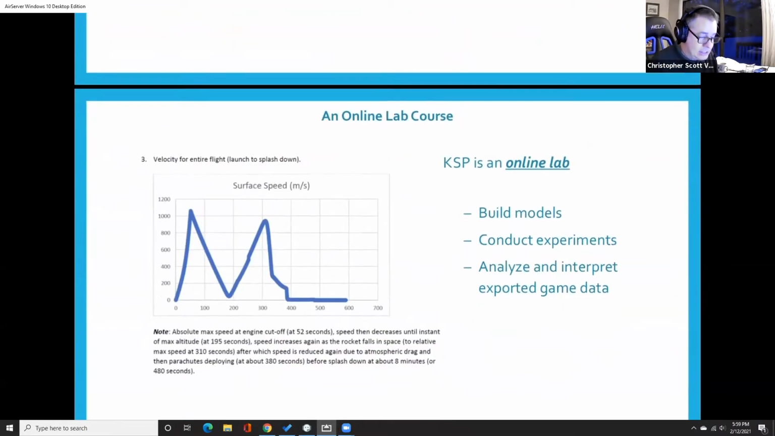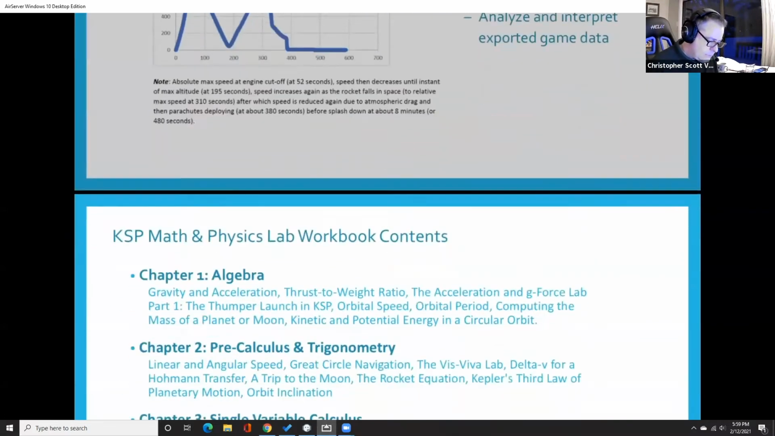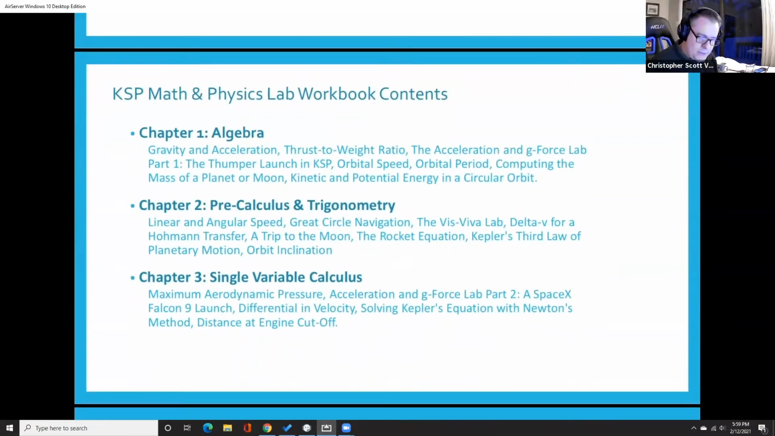It's really an online lab as well, because you're building models and you can do experiments. You can download data into Excel and analyze it. And that's what I did. This is a list of tons of topics, and this is why I wanted to share that website, if any of these things might be interesting.